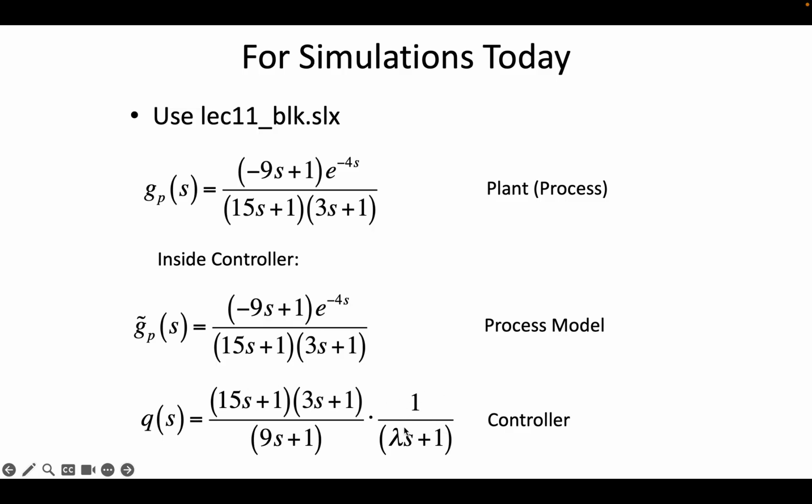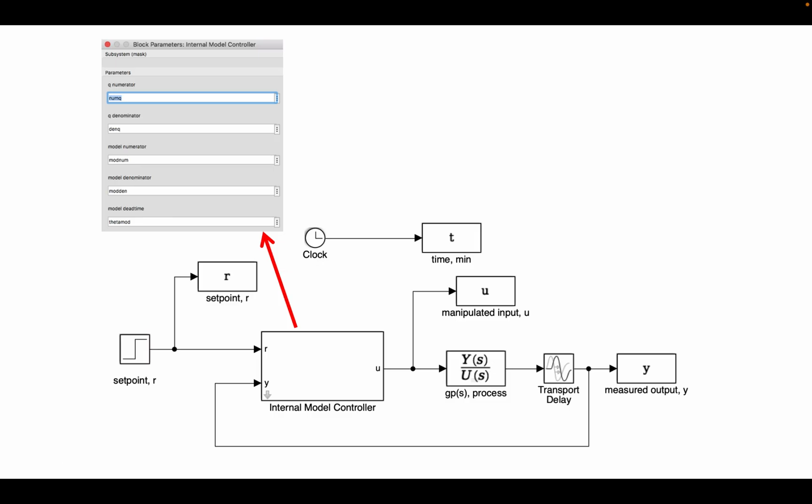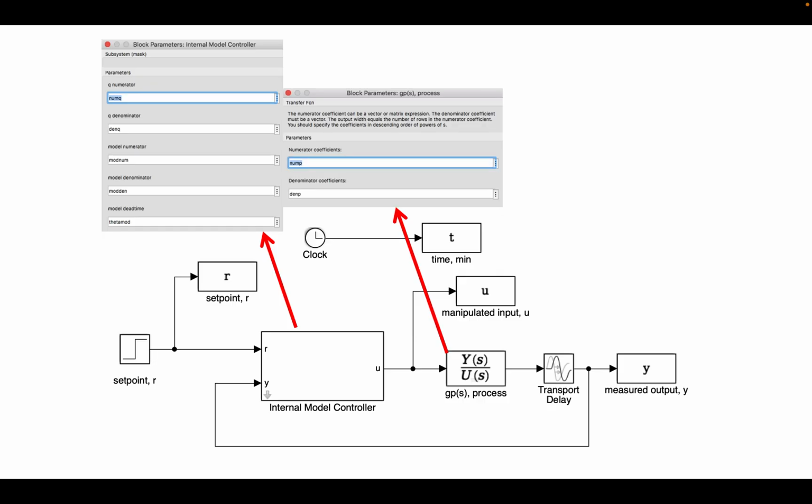is the representation of GP squiggle, and our controller design then just takes the good stuff, inverts it, and uses this first order filter. So when you look at the block that I put in to represent the internal model controller, then you can see that I've put in certain parameters to represent the numerator Q, where Q is the IMC controller, denominator of Q, and then the model numerator and model denominator, and then the dead time of the model are all entered in this block. And actually, what I do is I enter those into the live script file so that that gets entered into this block before the simulation is actually performed.